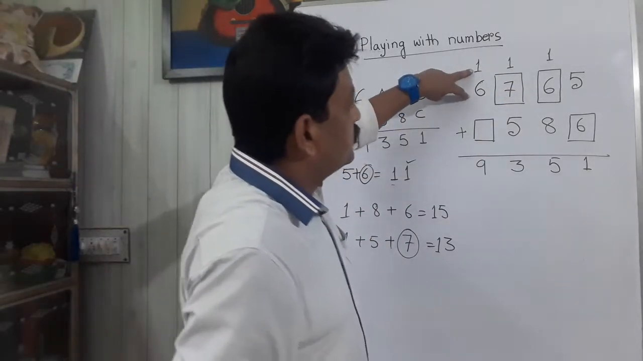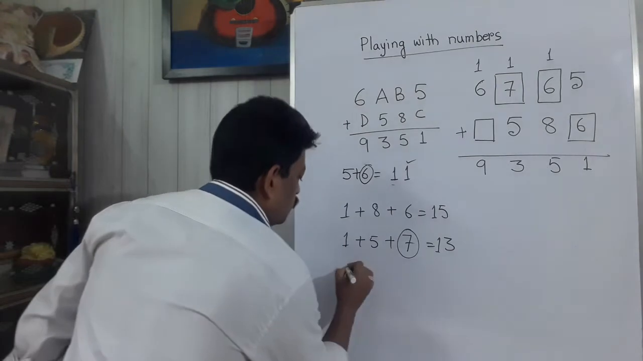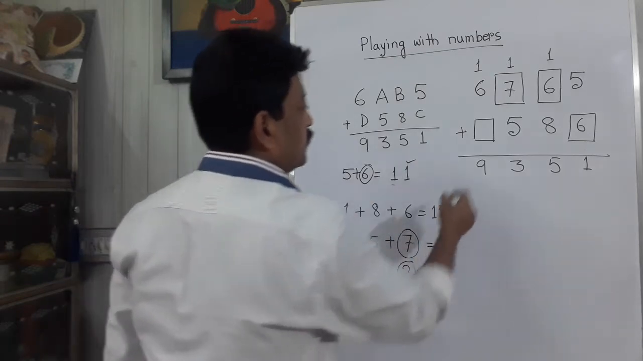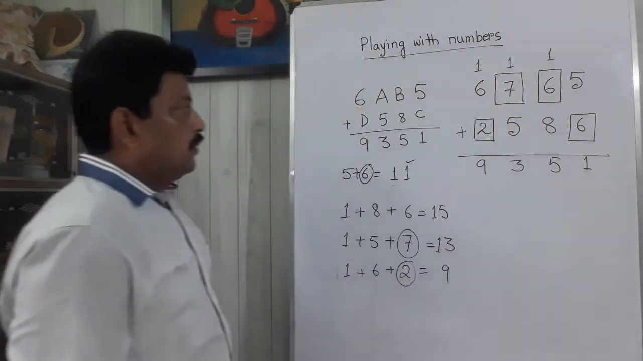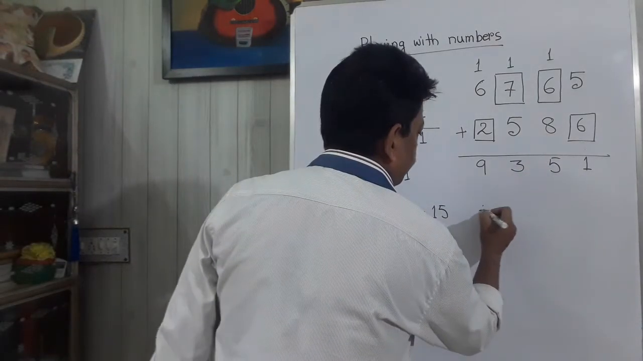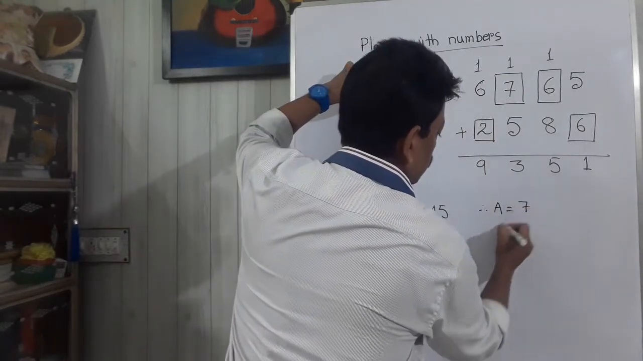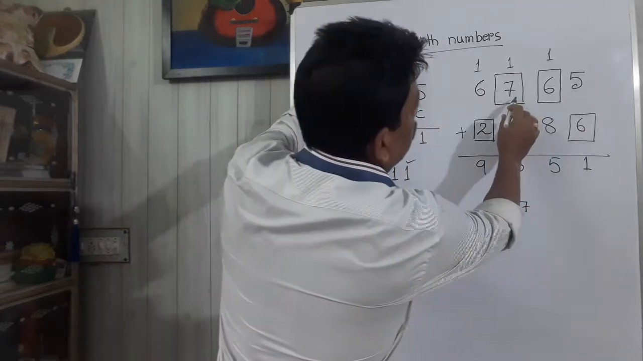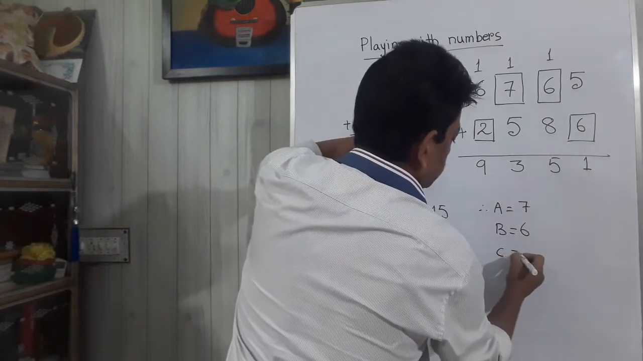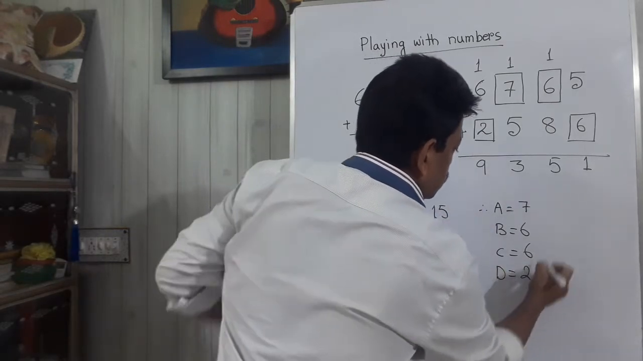So now 1 plus 6 is 7 plus which number gives 9? Plus 2. 1 plus 6 plus 2 gives 9. So this is the required number here. Now all the blocks have been filled. So we have to write down the answer. Therefore, what is A? A is 7. What is B? B is 6. And what is C? C is also 6. And what is D? D is 2 here. So this is the answer.